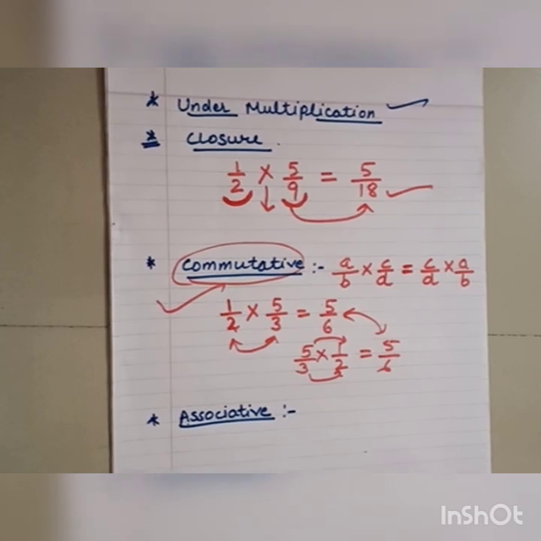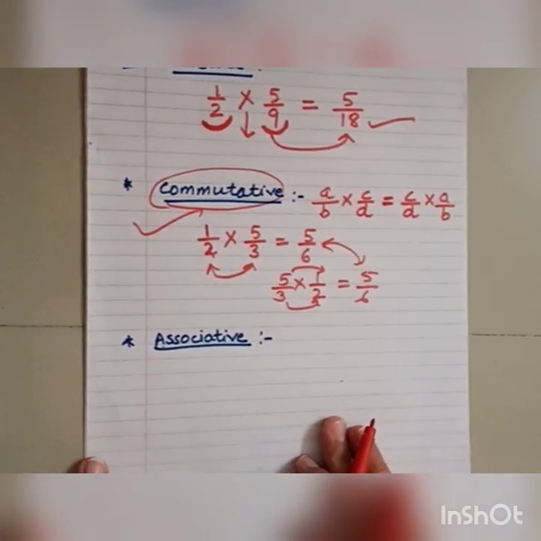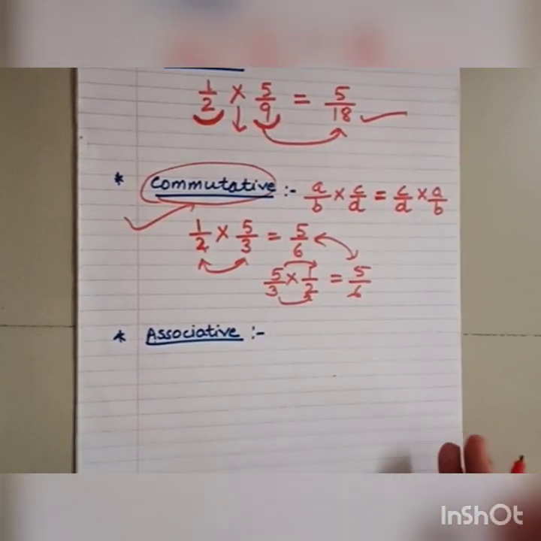Now, in the same way, check the associative property. In the associative property, take any three rational numbers and group any two.